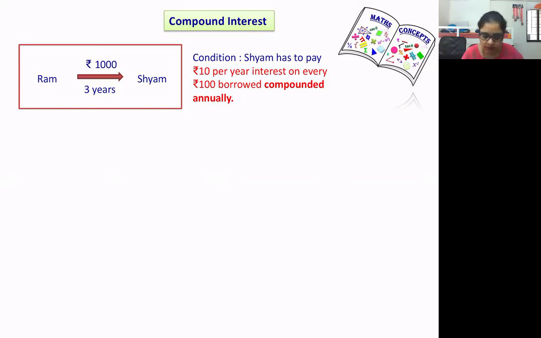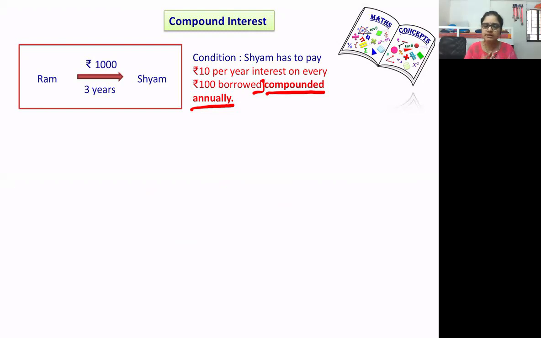What does it mean by compounded annually? Earlier he had put just this much condition. He said, you will have to give me 10 rupees for every 100 rupees that I give you. Now he is giving 1000 rupees, that is 10 hundreds, right? So for 1 year, Sham will have to give interest of 10 plus 10 plus 10 and so on, 10 tens, that is 100 rupees interest, to Ram.